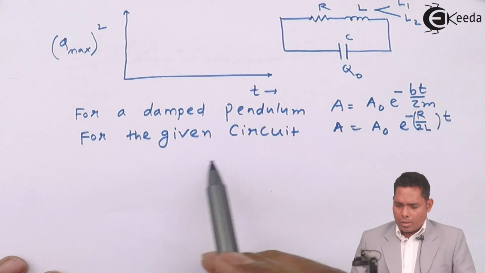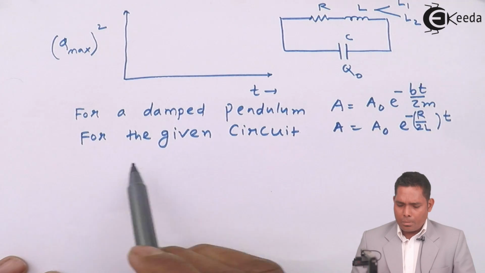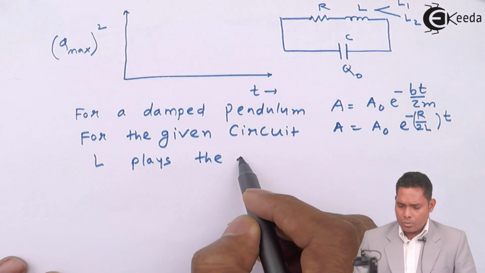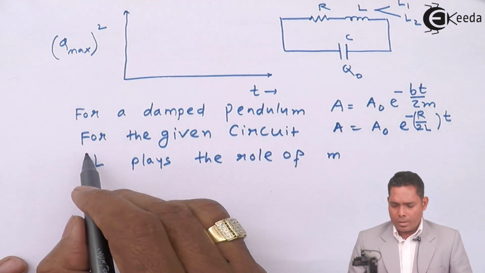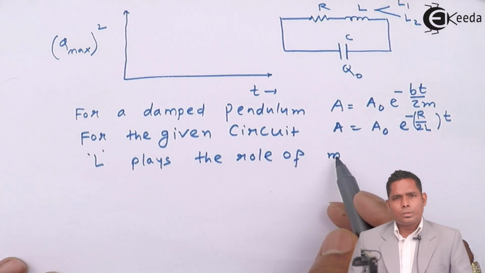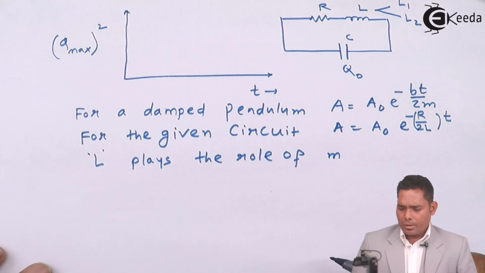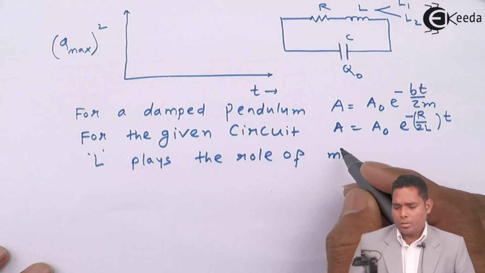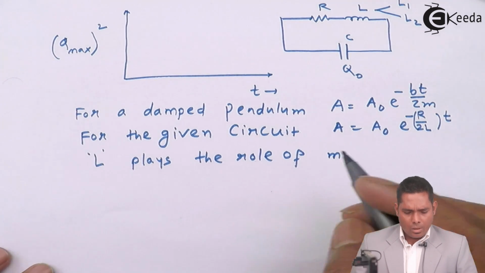Whatever role m plays, the same role L plays. L plays the role of mass. L plays the same role in an electrical circuit as mass plays in translational motion. This is the translational inertia, and this is the electrical inertia.